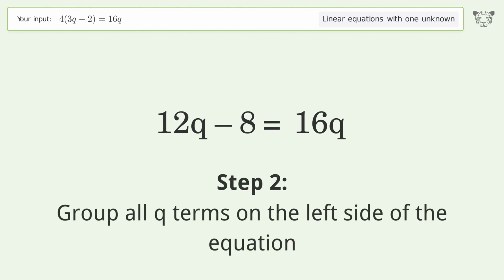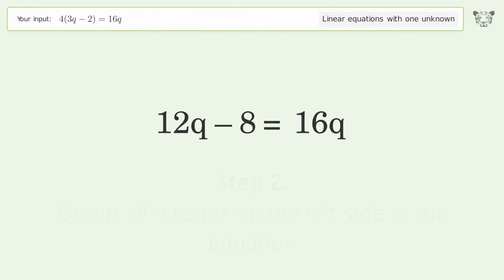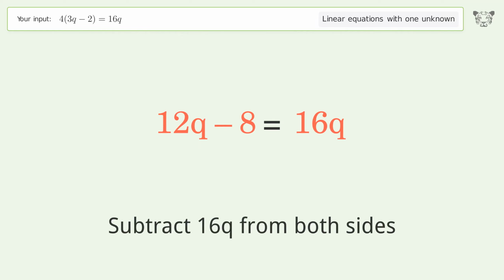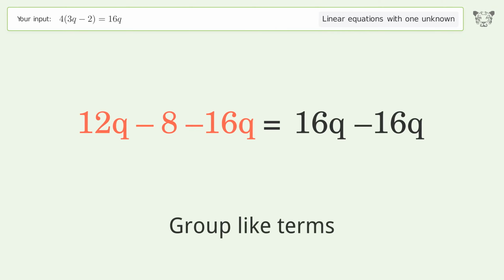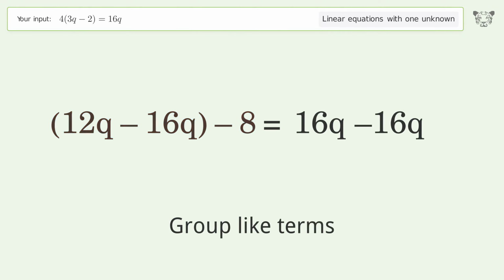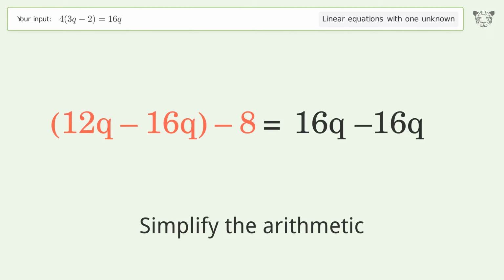Group all q terms on the left side of the equation. Subtract 16q from both sides. Group like terms. Simplify the arithmetic.